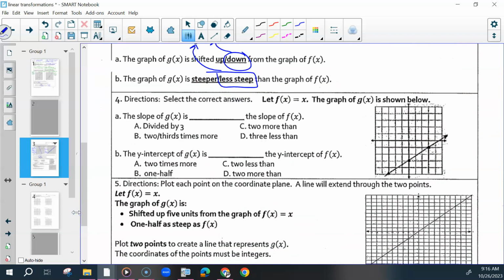Okay. Number 4 is describing it in a different way. Now it actually says, this is talking about the slope, this is talking about the y-intercept. The graph is your new function. If you want to put your original function up there, you can do that. I'm going to do that just so you see it visually. There were some typos in some of the answers.